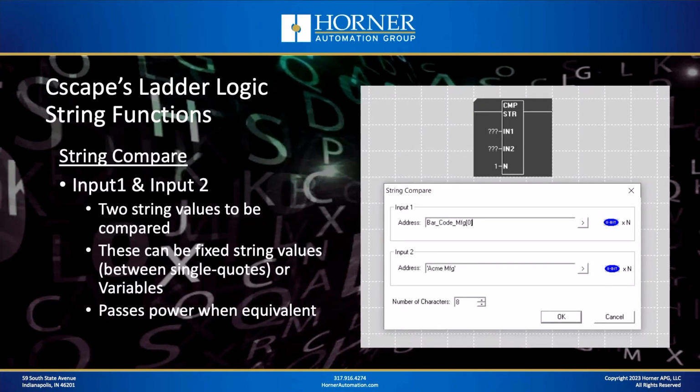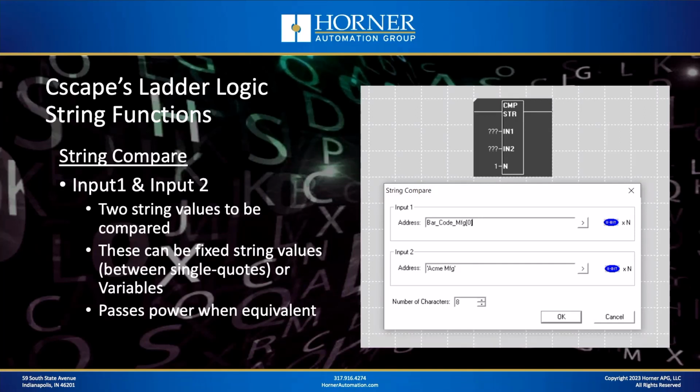So the first string function we're going to talk about, this is a function block you can find right in Cscape, is the string compare function. So what does the string compare function do? Well, effectively, you're going to use it to compare two different strings, or the values of two different strings, to see if they're equivalent. If they are, this function block is going to pass power.